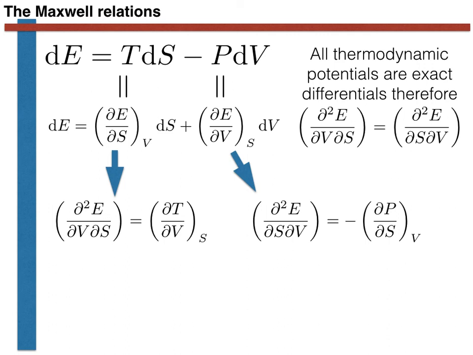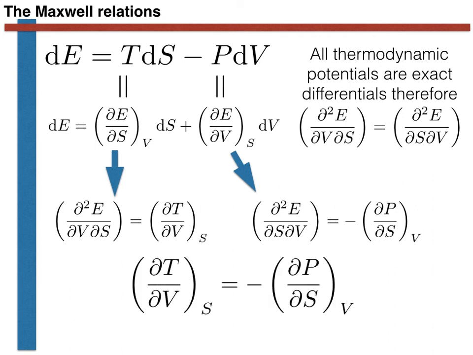Now notice that the left-hand sides of these two equations are equal by the result that I stated is true for all exact differentials, or functions of state, in the top right-hand corner of this slide. If the left-hand sides of these two equations are equal, it thus stands to reason that the right-hand sides of these equations must also be equal. We thus arrive at the following result. Partial T by partial V at constant S is equal to minus partial P by partial S at constant V. The result that I have just arrived at is known as a Maxwell relation.